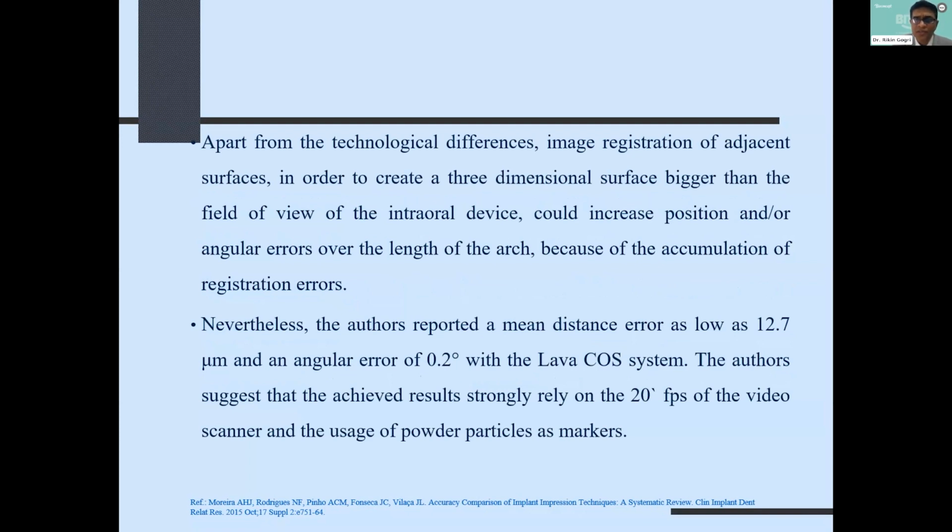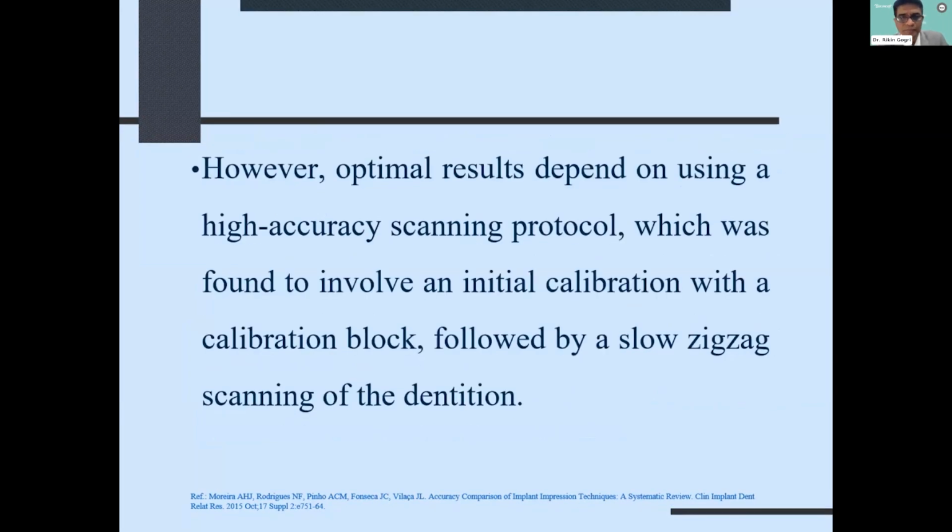So apart from the technological difference, image registration of adjacent surfaces in order to create a three-dimensional surface bigger than the field of view can sometimes increase angular errors over the length of the arch because there are too many images. Nevertheless, the errors are less than 0.2 degrees in most of the systems, and with current new age intraoral devices from the likes of iTero, Cerec, and the Trios 3Shape, I think so. I'm using the Trios 3Shape regularly, and we don't have so many issues with the processes, and the repeat lab works are almost minimal.